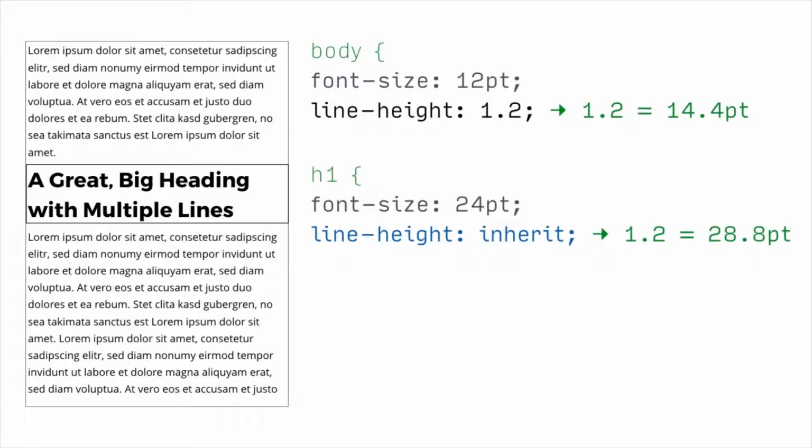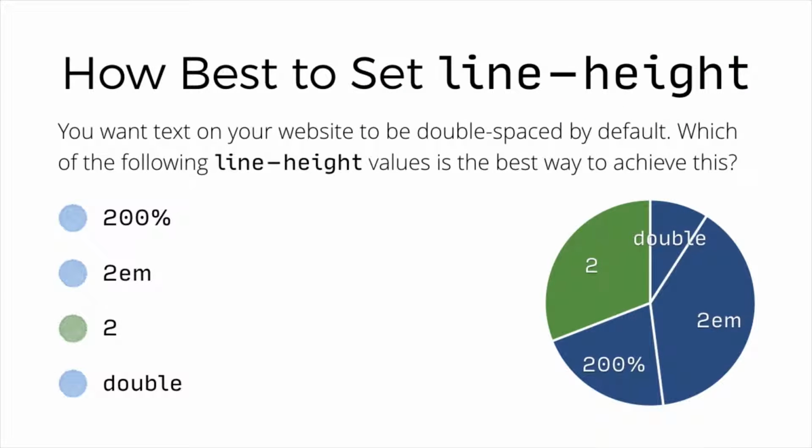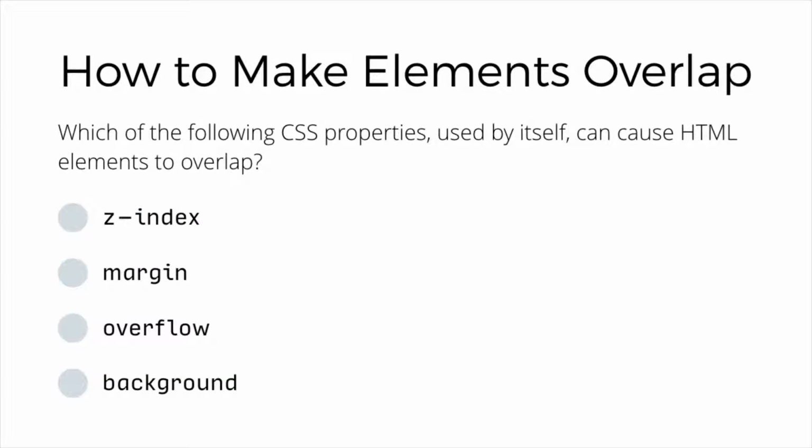That was the easy one. And there's the answer. Next one. This one's a bit trickier. It calls for some knowledge of the dirty hacks that are needed for CSS layout, especially in a pre-Flexbox world. Which of the following CSS properties used by itself can cause HTML elements to overlap? Raise your hands and lower them when you've got your answer.